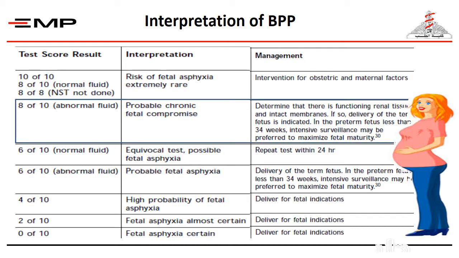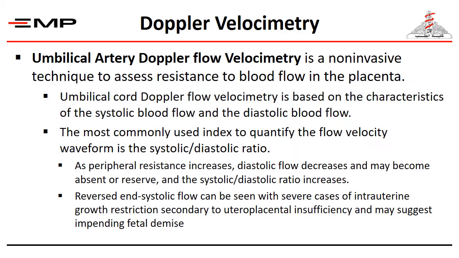Her physician told her that she needs to perform an umbilical Doppler velocimetry. The umbilical Doppler velocimetry is a non-invasive technique aiming to assess the resistance to blood flow in the placenta. The umbilical cord Doppler flow velocimetry is based on the characteristics of the systolic blood flow and the diastolic blood flow. The most commonly used index to quantify the flow velocity waveform is the systolic-diastolic ratio.